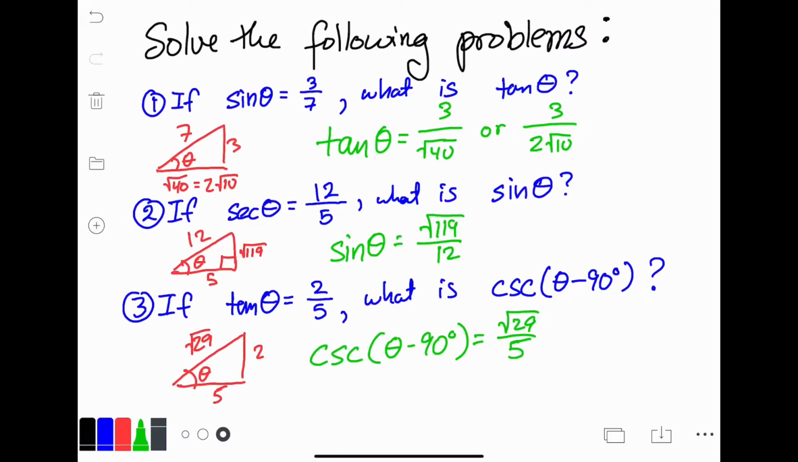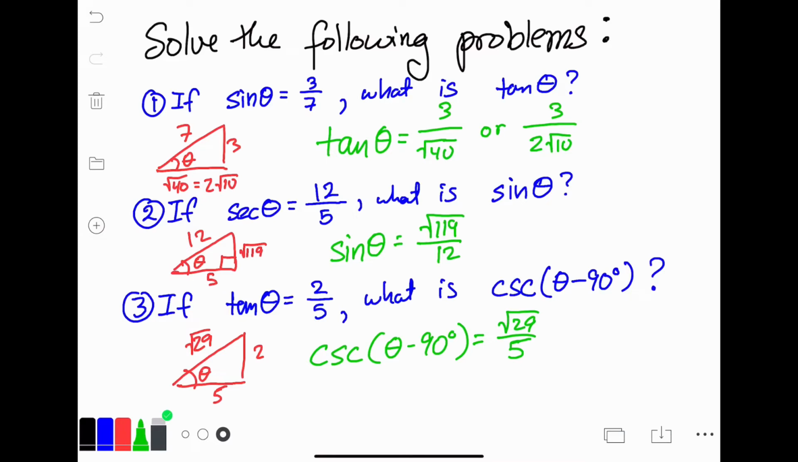And there you have it. Here are the answers to these trig functions. For the first one, notice that the missing side of the right triangle was square root of 40. However, you should get into the habit of simplifying square roots as much as possible. So square root of 40 can technically be broken down to 2 square root of 10. So both of the answers shown here would be correct. But again, the simplified square root is the preferred answer.